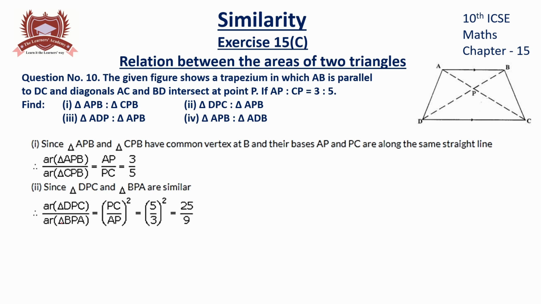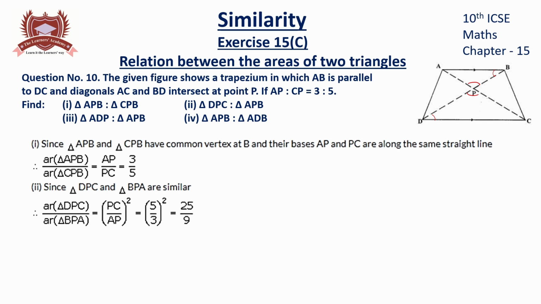Now, since DPC and triangle BPA are similar. कैसे? इसको इससे इक्वेट करेंगे, ऑल्टरनेट एंगल करके, इसको इससे करेंगे, वर्टिकली ऑपोजिट करके, AA से ये दोनों ट्राइंगल्स सिमिलर होंगे. सो देयर एरियाज वुड बी PC upon AP square. So that would be 5/3 square. So that would be 25/9. And that would be the second part.